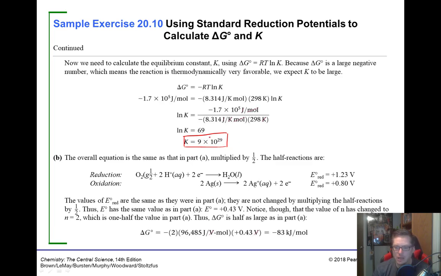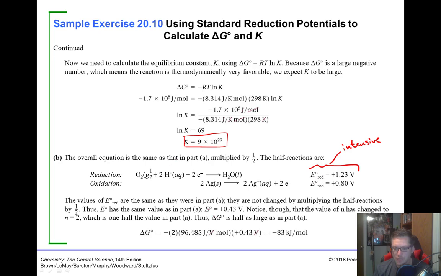All right, now it says, well, let's take the whole thing and divide all of our coefficients by half. So we only allow half as much of it to react, and it wants us to know the new values. Well, the values of the reduction potentials, remember these are an intensive property, right? So it doesn't matter how many of them react, you're always going to have the same reduction potential. It's completely independent of how much you have. And so your Ecell doesn't change.